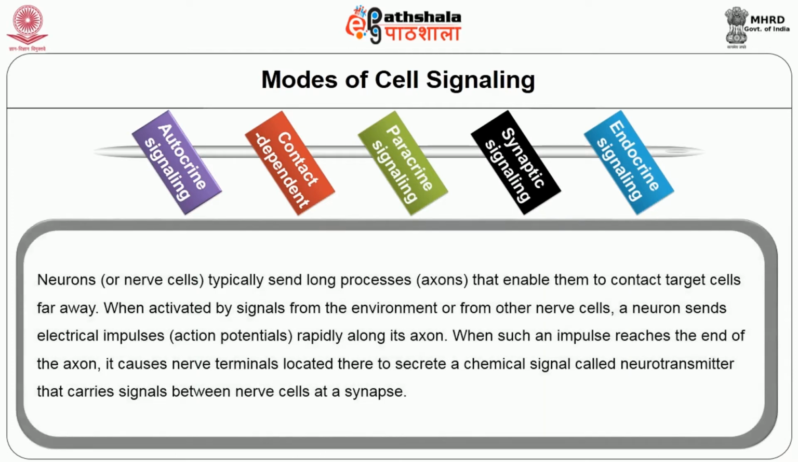The neurons or nerve cells typically send long processes that enable them to contact target cells far away. When activated by the signals from the environment or from the other nerve cells, a neuron sends electric impulses rapidly along its axon. When such an impulse reaches the end of the axon, it causes nerve terminals located there to secrete a chemical signal, which is called the neurotransmitter, that carries signals between nerve cells at a synapse.